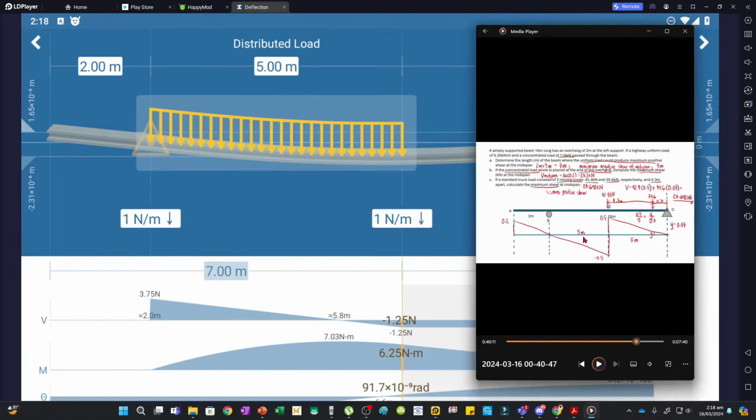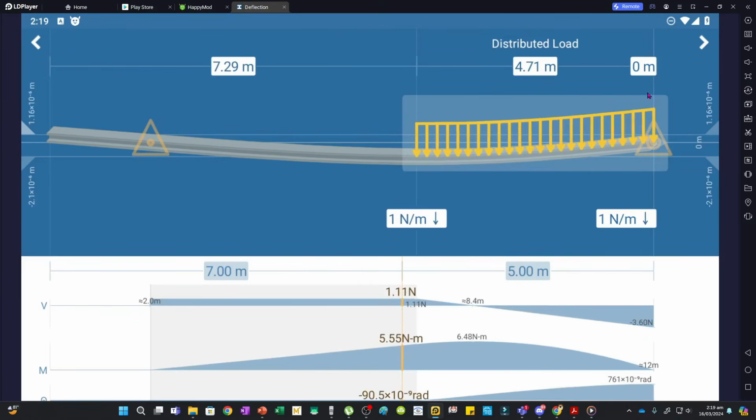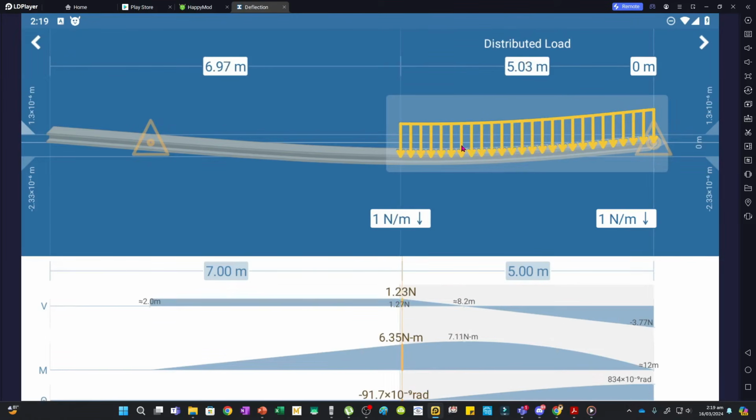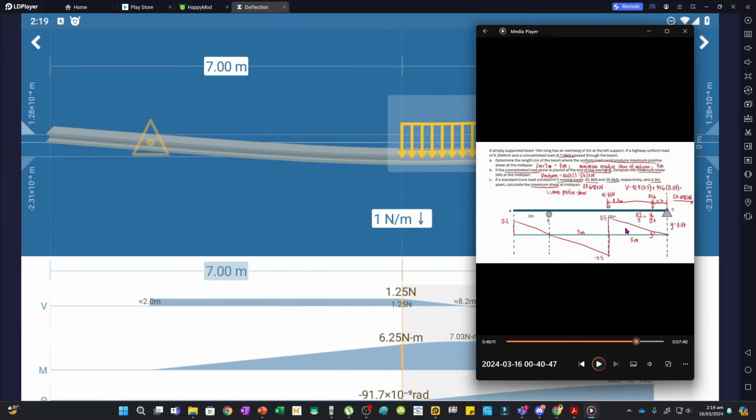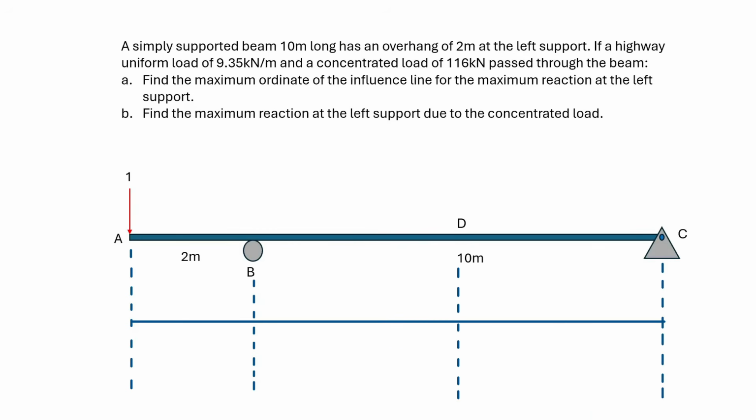Now, if we move the load from 7 meters up to the right end, then the shear at the midspan must be positive because this has positive ordinates right here. So let's move this. This is now at the right end, and then this is 5. Notice that the shear at the midspan will now again become positive because we are now placing the distributed load at a point where the ordinates are positive. So this is to reinforce the concept. And so now, we'll move on to the influence line of reactions.